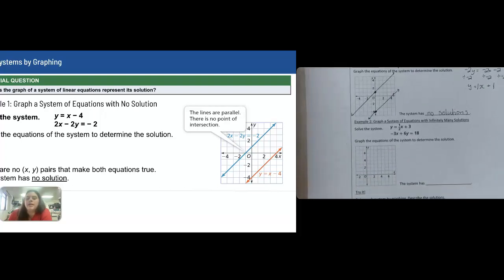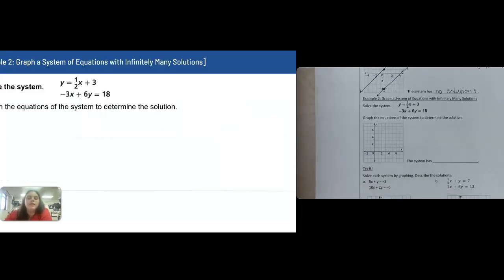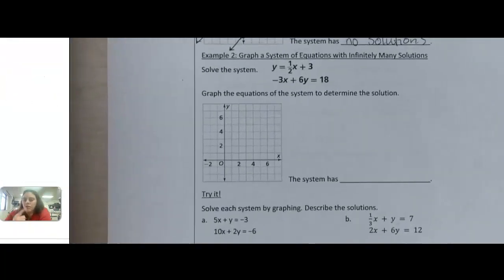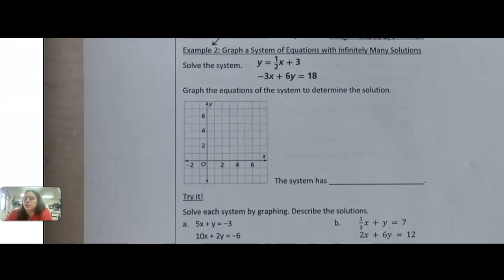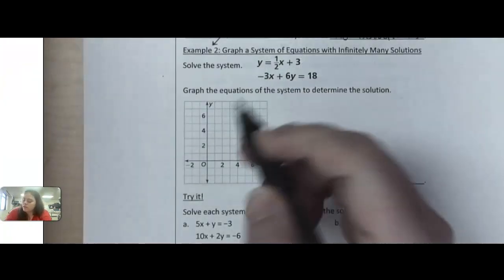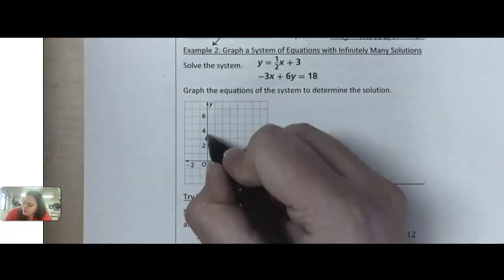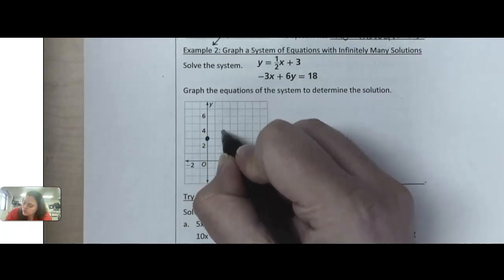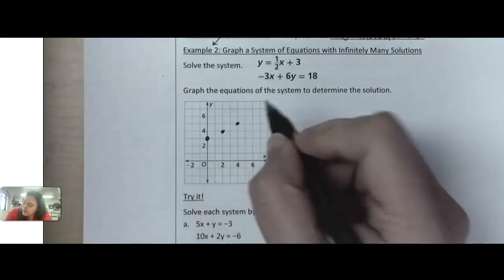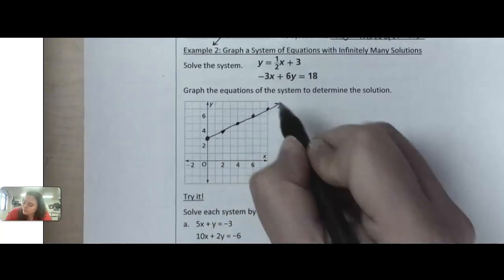We're going to look now at the second example. In this example, again, we have two equations to solve as the system. We're going to graph the equations of the system to determine the solution. So the first one I'm going to graph easily. The y-intercept is 3, and my slope is 1/2, so I'm going to go up 1 over 2, up 1 over 2. I like to do it a lot so I can get a nice straight line.